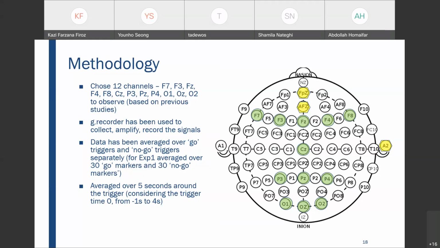We use g.Recorder to collect, amplify, and record the signals. Then we average the data over all the go triggers and all the no go triggers separately. For experiment 1, we averaged over 30 go markers, and again over 30 no go markers. The average we did is over 5 seconds around the trigger. We considered the trigger as zero time, and we took the time from -1 second to +4 seconds of the trigger.